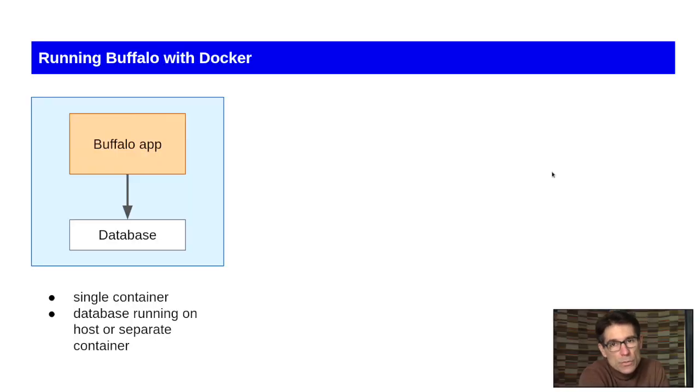So how would we use Docker to run our Buffalo app? The first option would be to run our Buffalo app inside a Docker container all by itself. If we don't need to connect to an external database, then everything's good. If we need a database, we could try to connect to it on the host environment, or connect to a database running in another container somewhere.